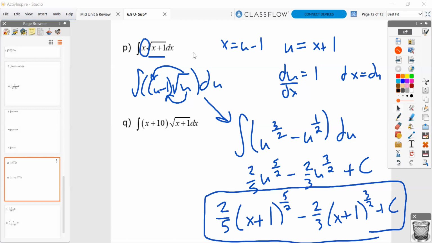And there you go. Again, this is more helpful than trying to distribute, because you can't really distribute the square root of x plus 1 with the x because it doesn't multiply nicely. So think about that when dealing with it.